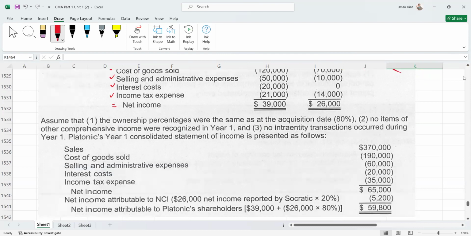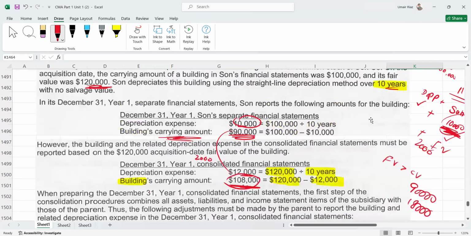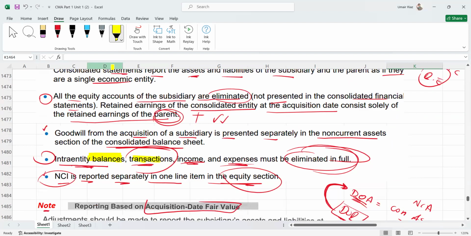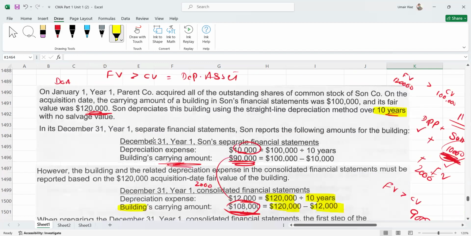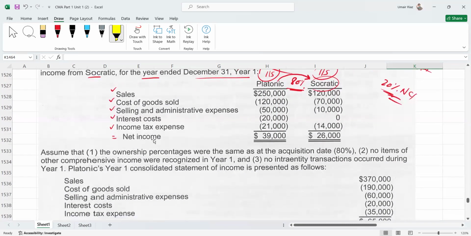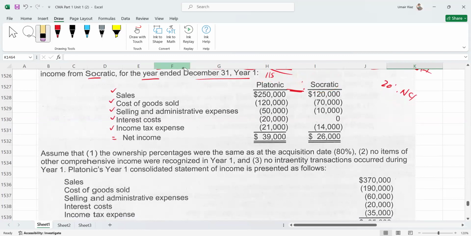Now how will you calculate consolidated figures? As I told you, intra-entity balances, transactions, income and expenses, we will eliminate in full. I'll spend one lecture on how to deal with intra-entity transactions. So far in this example, I'm assuming we do not have any intra-entity transactions. So now we will prepare the consolidated statement of income. How will you prepare it?